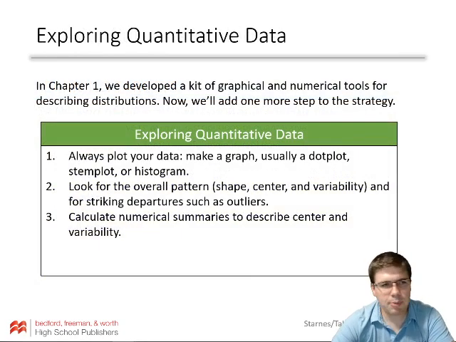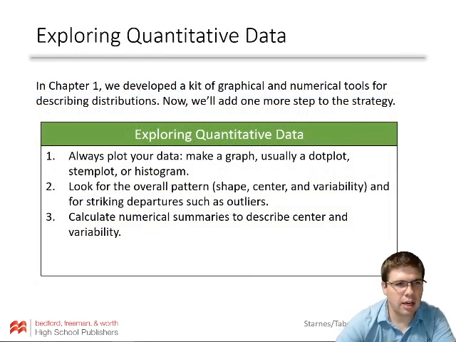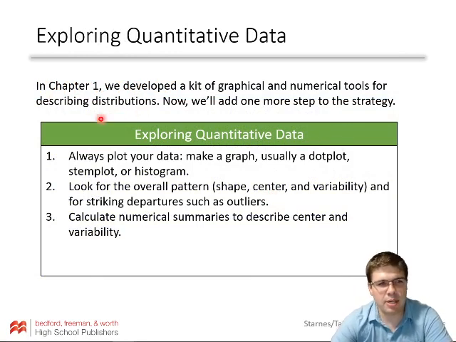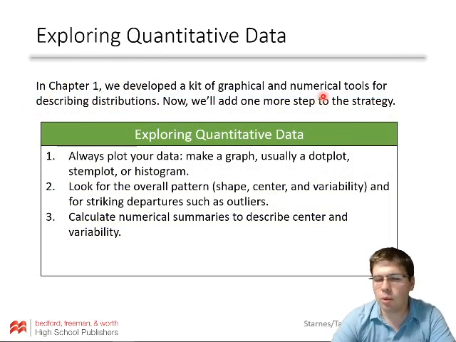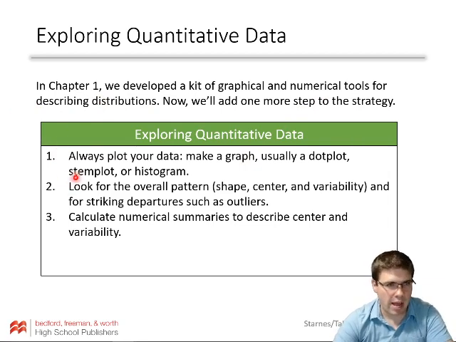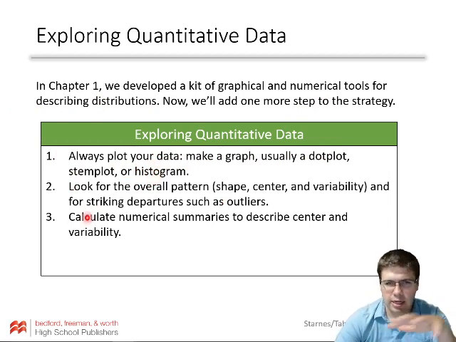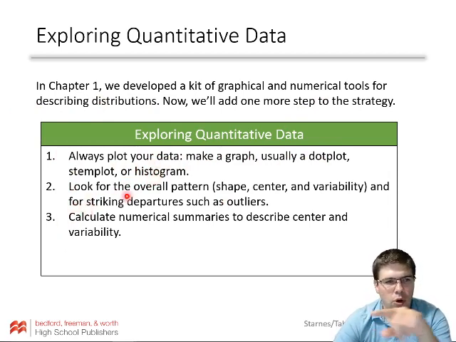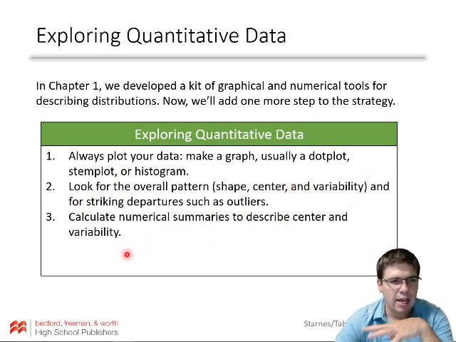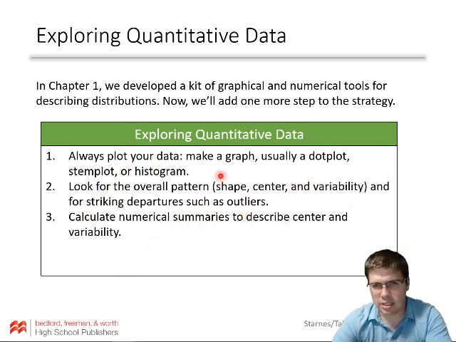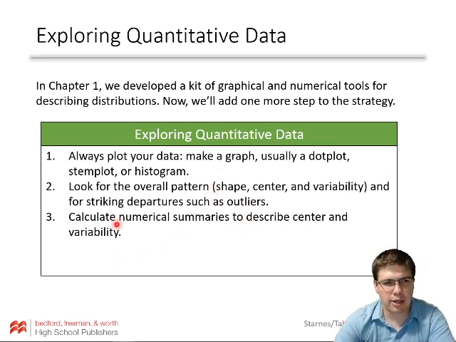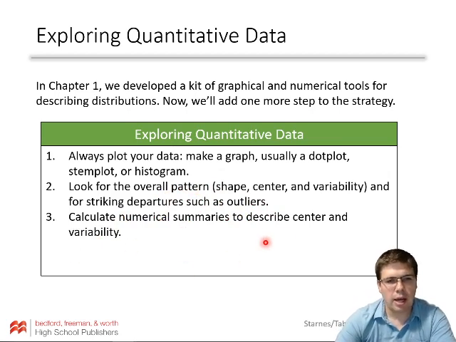All right, so in chapter 1, we developed a kit of graphical and numerical tools for describing distributions. Now we'll add one more step to that strategy. We always plotted our data. If we had quantitative data, we'd make a graph, usually a dot plot, stem plot, or histogram, to get a visual of that. We'd look for the overall pattern, shape, center, and spread or variability, and for striking departures such as outliers. And then we calculate some numerical summaries like mean, standard deviation, median, and IQR.